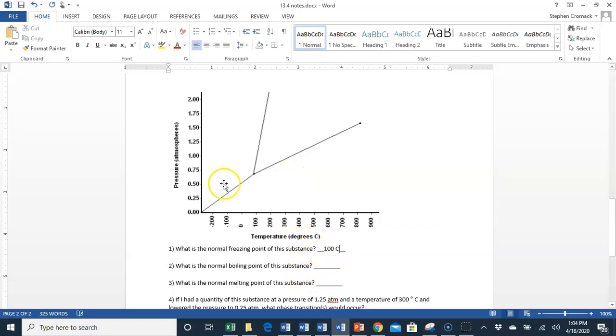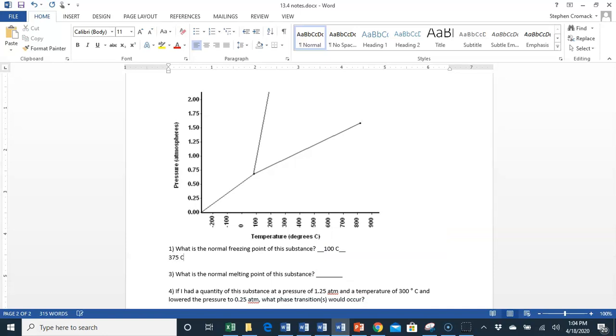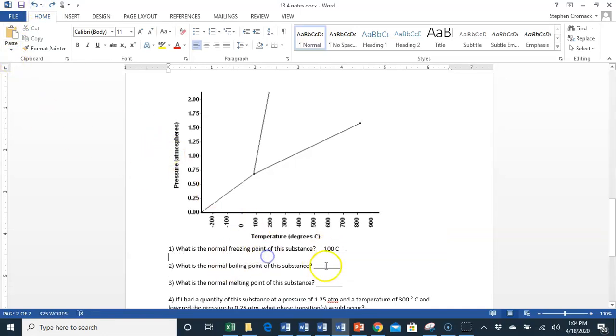We're going to do the same thing for the normal boiling point. We're going to go across our pressure all the way over. We're at 1 atmosphere for pressure, and I went over to that line between the liquid and the gas. And I'm going to go down. It looks like I'm right below 400, so let's call that about 375 degrees Celsius. So 375 degrees Celsius would be the normal boiling point.